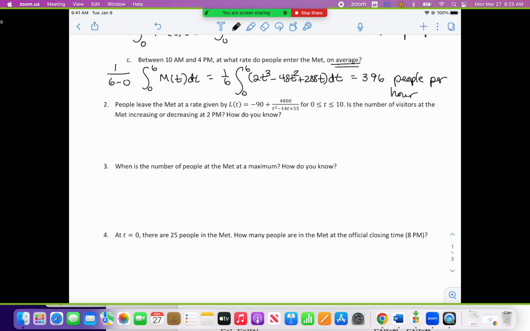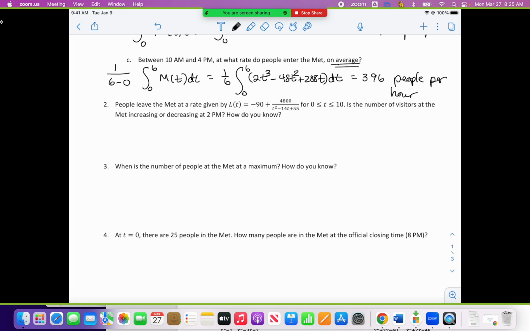All right, number 2, and this is what's cool about that packet I had you work on Friday, the people entering and leaving. That's what this section was all about, so I was planting seeds for this particular lesson. Number 2 says people leave the Met at a rate of L of t equals negative 90 plus 4,800 over t squared minus 14t plus 55.